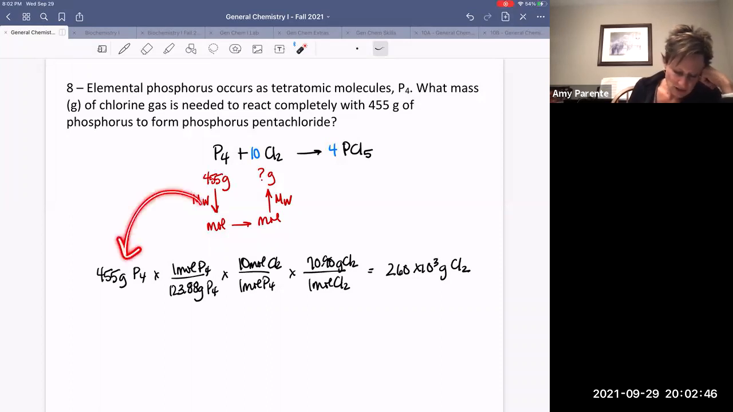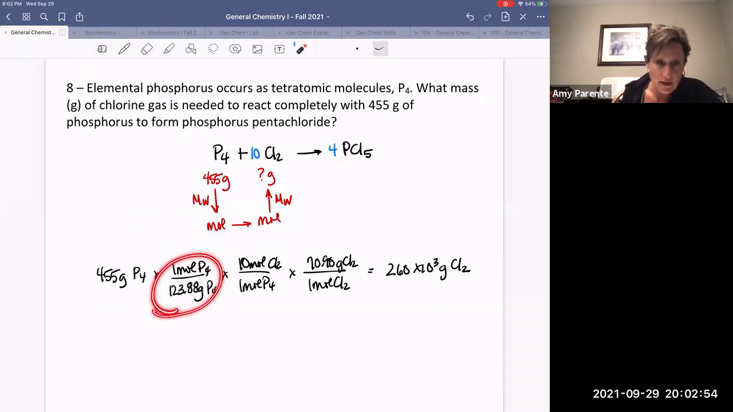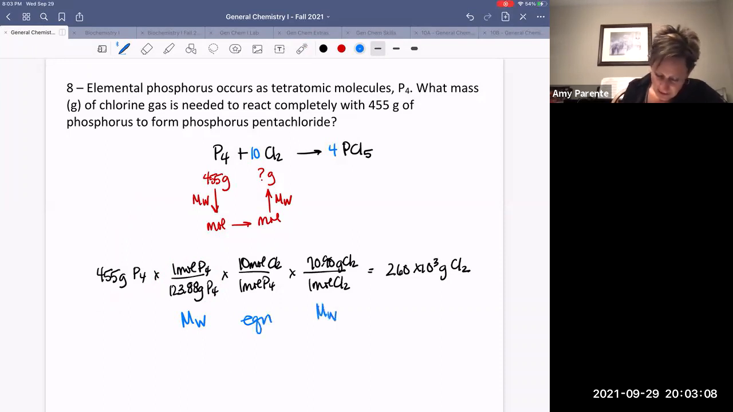So then when I execute that and do my calculations, it's basically what we see here. I start with grams of P4. I'm going to use the atomic mass of P4 to change to moles. So mapping on some things here: this is my molecular weight unit conversion piece, this is my balanced chemical equation unit conversion piece, and this is my molecular weight unit conversion piece. Okay, and then I end up having 2.6 times 10 to the third grams of Cl2.